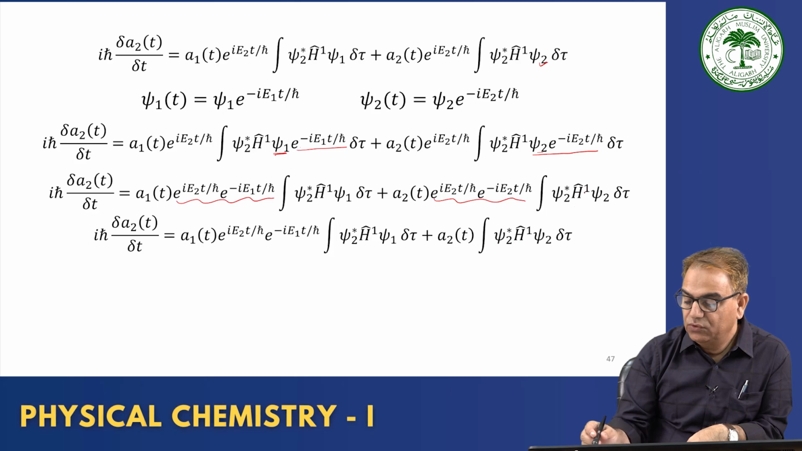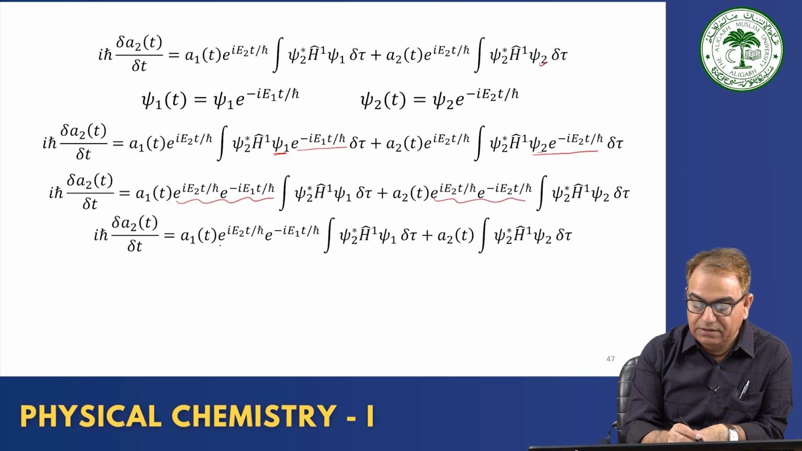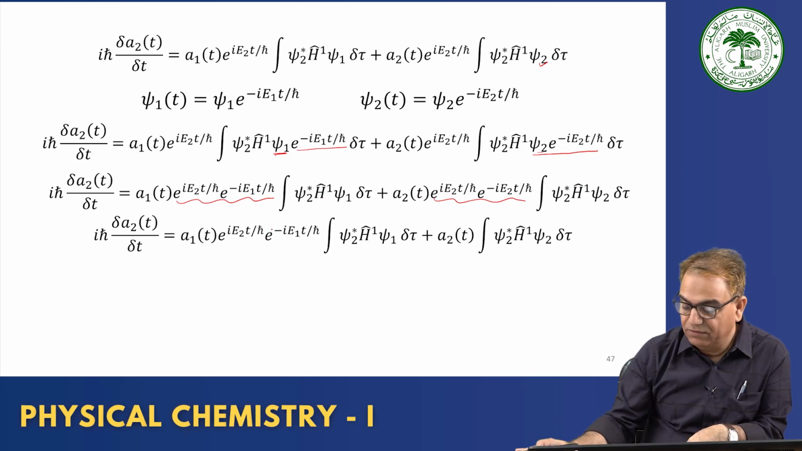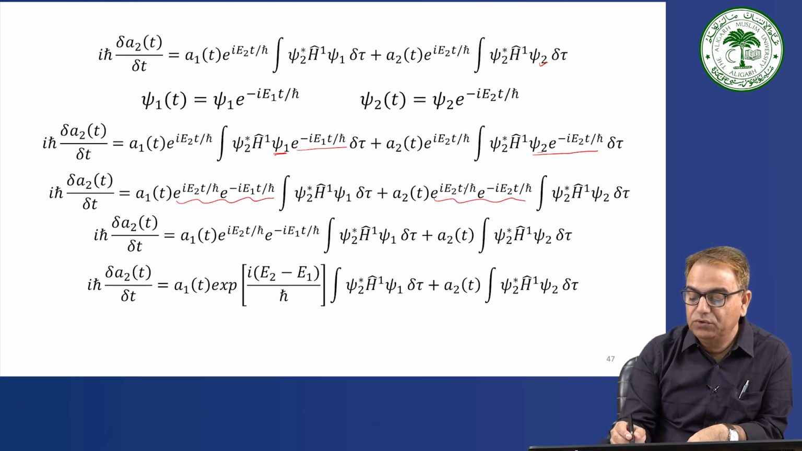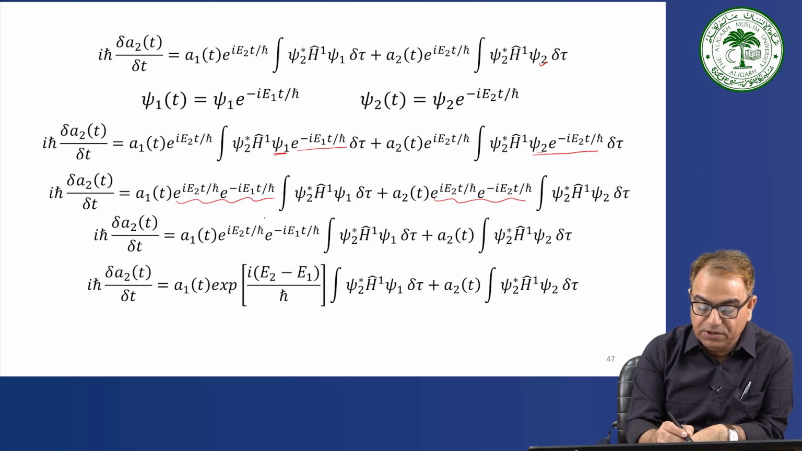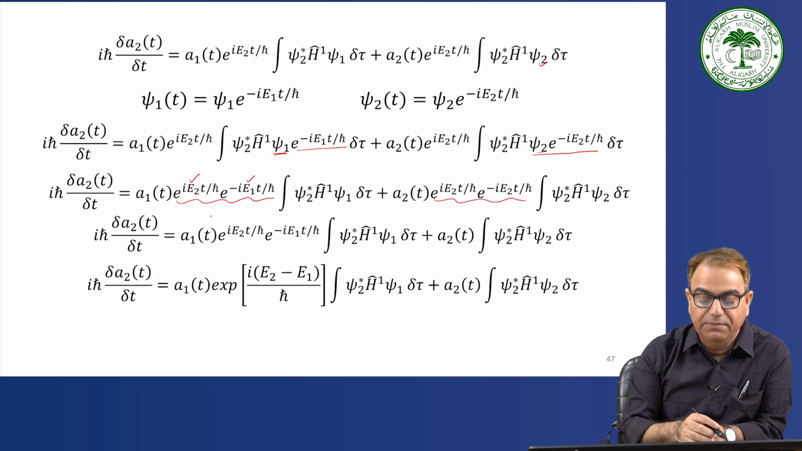So what do you have? A2t psi 2 star H1 psi 1 d tau, and then psi 2 H1 psi 1 d tau, and then again this also I should have omitted. This also will go because here the exponential i E2 t divided by ħ and the exponential minus i E2 t divided by ħ, so it will be exponential to the power 0, equal to 1. But here this you cannot omit because here you have E1 and here you have E2. So this part will remain, and now you have psi 2 H1 psi 1 d tau.